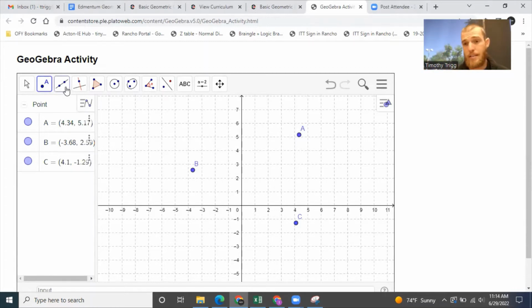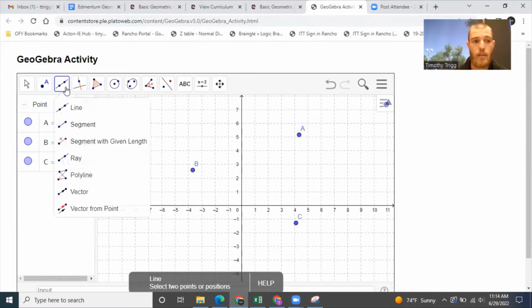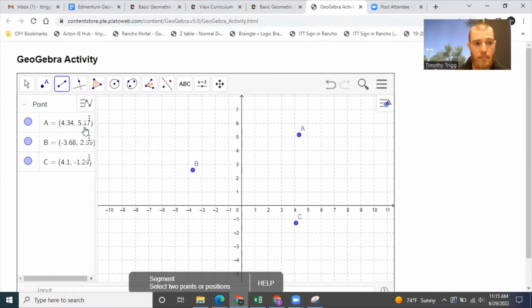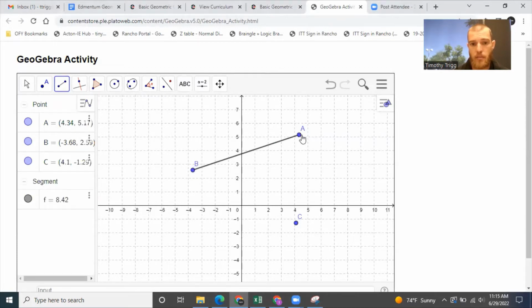Now what we want to do is it says connect the points in as many ways as we can. So we're going to go over here. Don't go to line. We're actually going to go to segment, click on segment, and then connect the segments, creating the segments. So we have segment AB, we have segment AC, and then we have segment BC, okay?